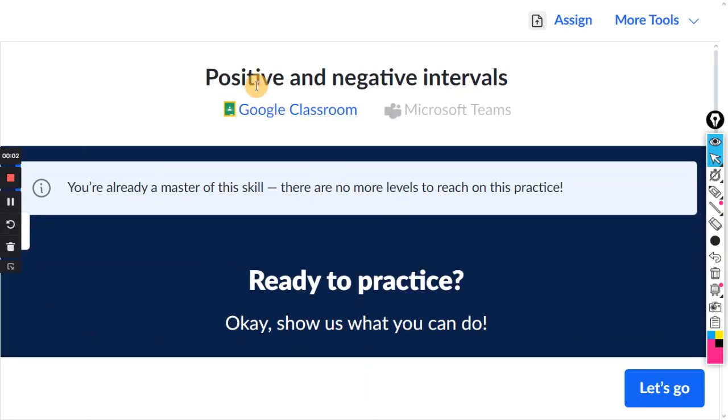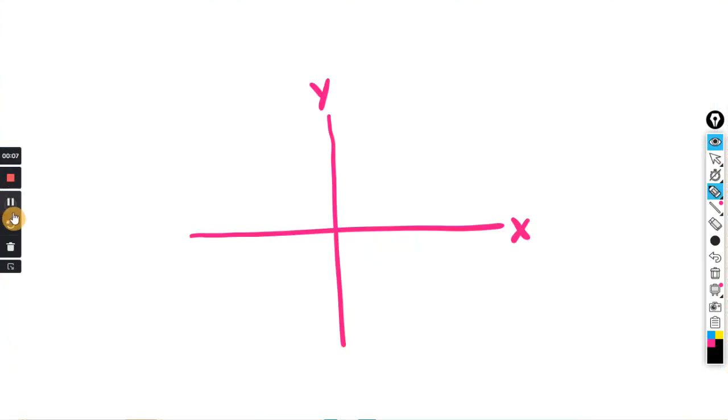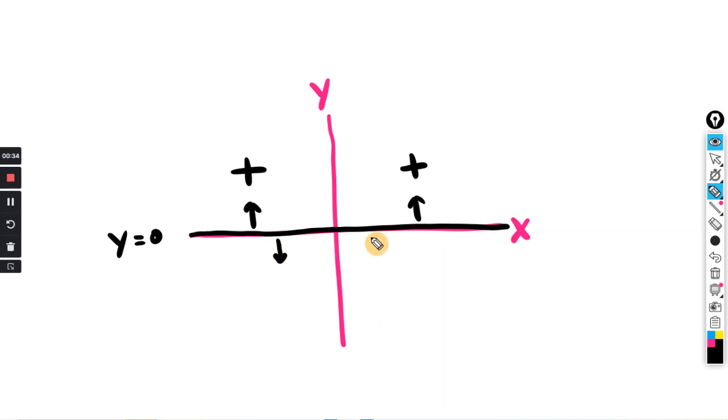This will be for the exercise on positive and negative intervals. All right, so we are basically looking at the y values. If you take the x-axis right here, that's y equals 0. If you are anywhere above the x-axis, the graph is considered positive. If you are anywhere below the x-axis, the graph is considered negative.